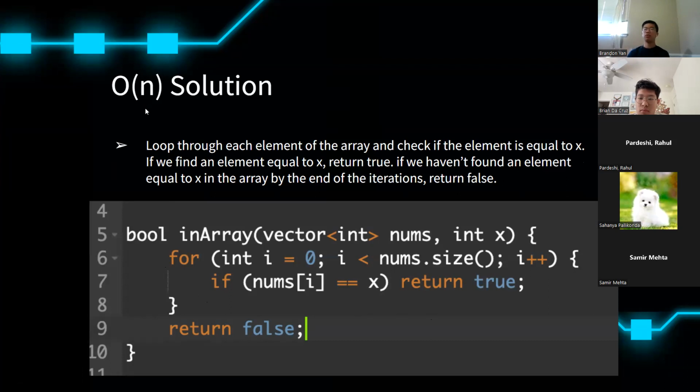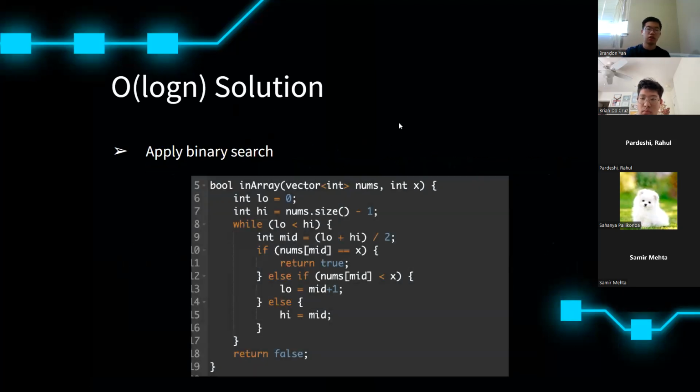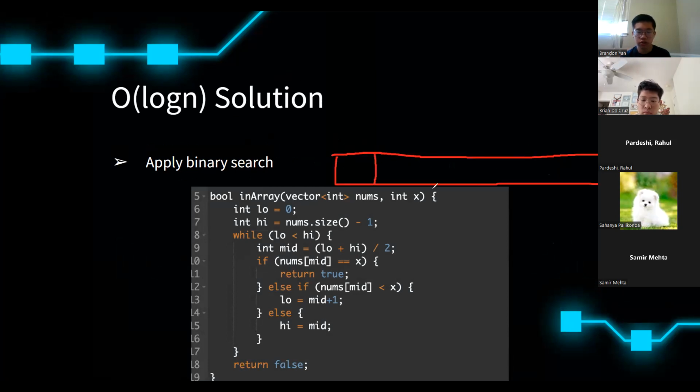And this is the O of n solution, which, as I showed you, did not scale as well as the log n solution, at least from the Desmos charts, in terms of the number of operations it has to do. A significantly faster way to do this is using a binary search algorithm. Linear time, as I said, doesn't scale well, so it could be slow for very large input sizes.